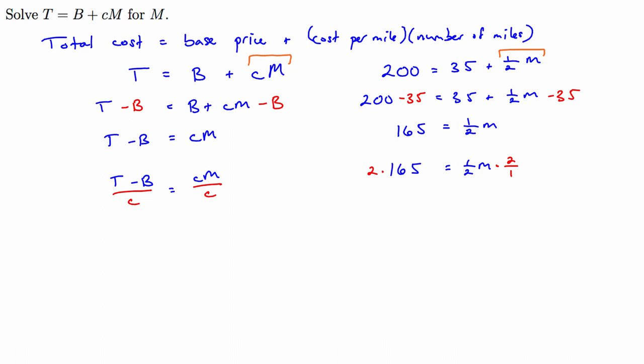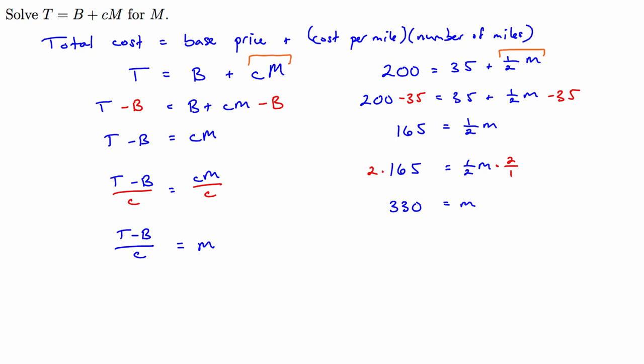Again, in either situation, we will need to simplify what we have. In terms of the equation, 2 times 165 is 330, and 1/2 M times 2 is M. And so we have solved that equation for M. In terms of the formula, T minus B over C does not reduce, while Cm divided by C does reduce down to M. And again, we have solved the formula now for M.